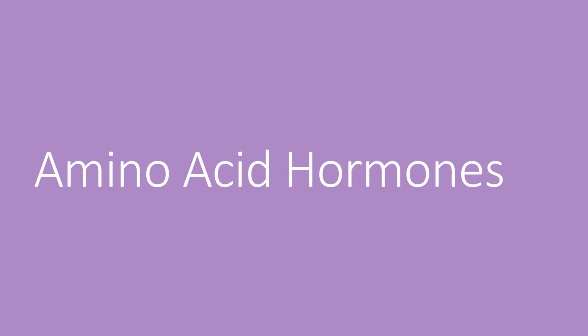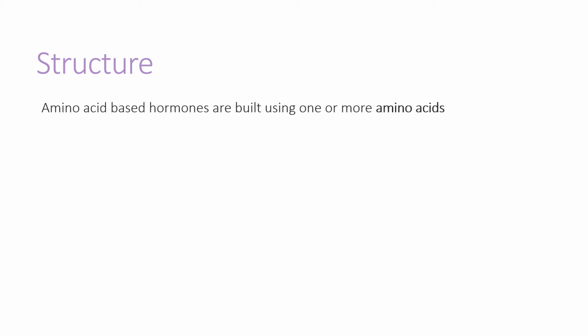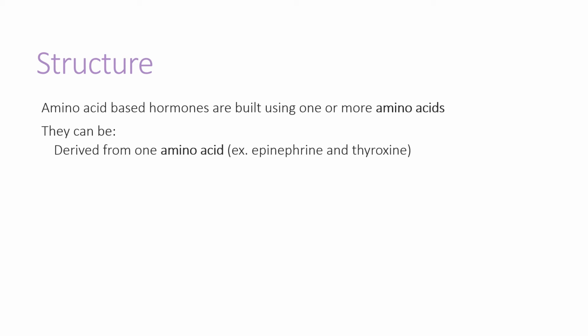In a previous discussion, we said that hormones come in two general chemical classes, amino acid-based hormones and steroid hormones. Here, we're going to take a look at the structure and functions of the amino acid-based hormones. As their name indicates, amino acid-based hormones are built using one or more amino acids. They can be derived from one single amino acid. A good example would be epinephrine and thyroxine.